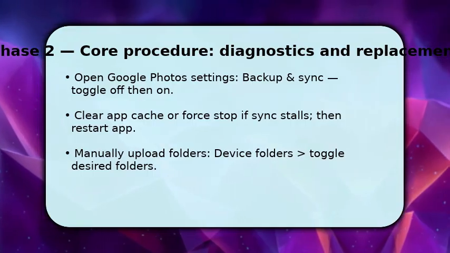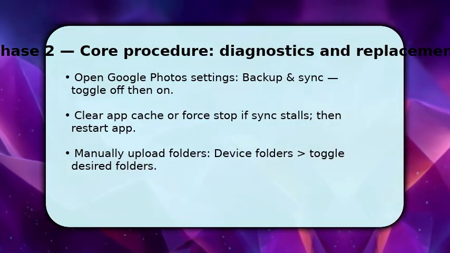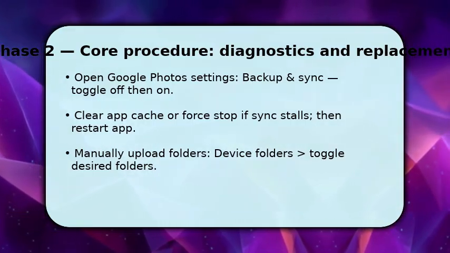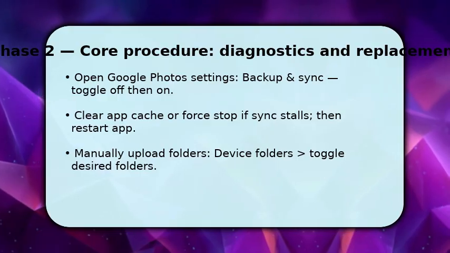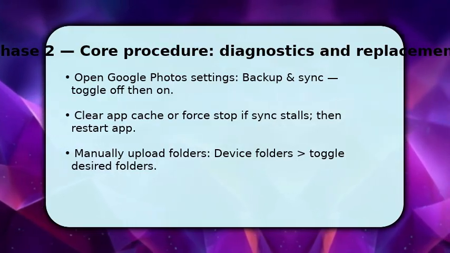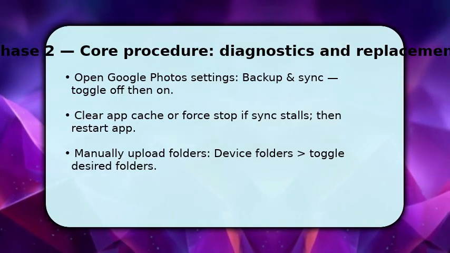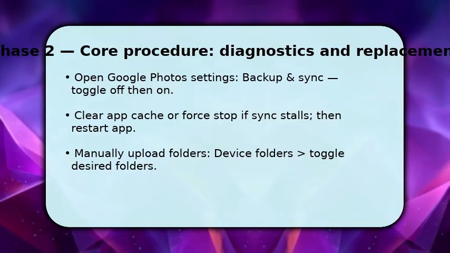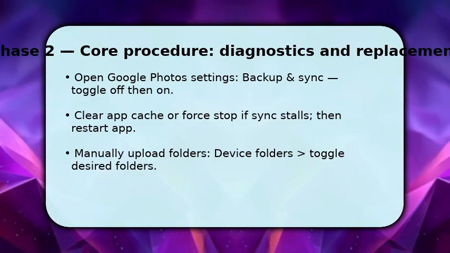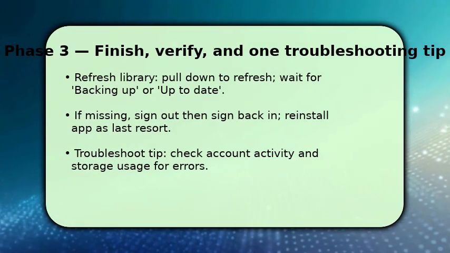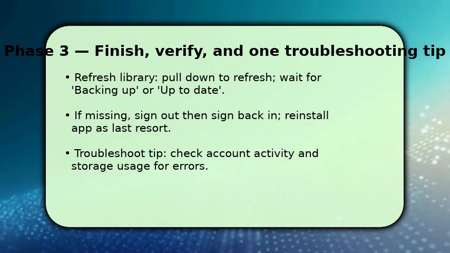Next, check device folders inside the app and enable backup for any folders not uploading. This ensures photos stored in camera, screenshots, or messaging apps are queued and uploaded to your Google account. You're almost done. Pull down in the Photos app to refresh the library and watch the status. Wait until it says backing up or up to date.